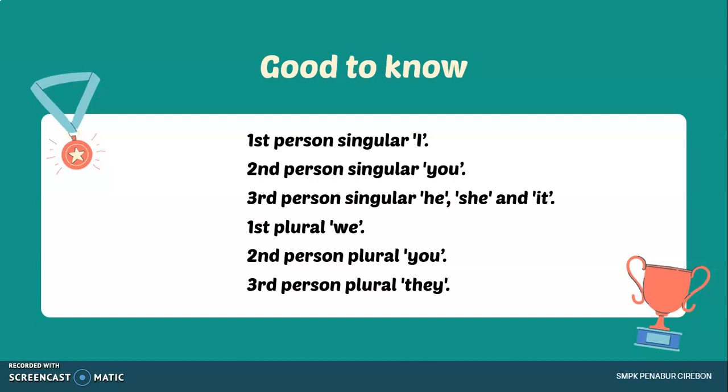Okay, before we discuss it deeply, it's better if I remind you about the kinds of subject that can be used in English. First person singular I, second person singular you, third person singular he, she, and it, first person plural we, second person plural you, third person plural they. So they are kinds of subject that can be used in English when you want to make a sentence.